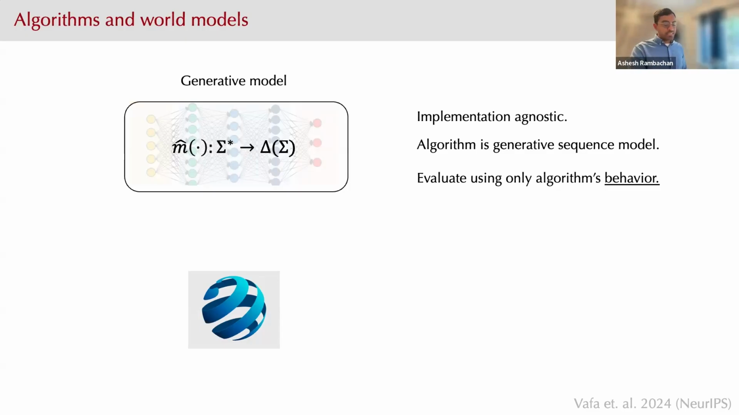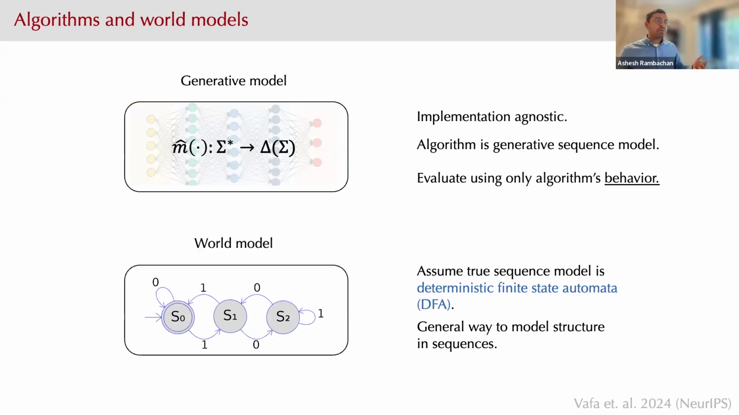Having introduced that, we now need to define what a world model could be in this world of sequences and tokens. In this paper, we take a very classic idea in CS theory, where we treat the world, or the sequences that are produced, as what is known as a deterministic finite state automaton, which you should just think of as a sort of hidden state model. There are some states that are not known to us. As we transition across states, tokens are generated, and this process of state transitions and tokens being generated produces the data that we will see. This is a very general way we model structure in sequences.